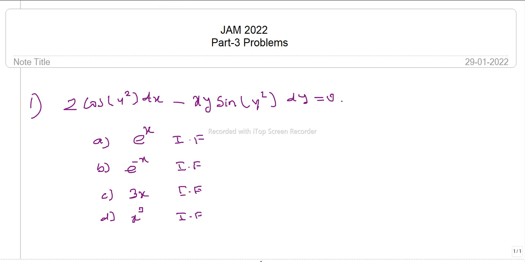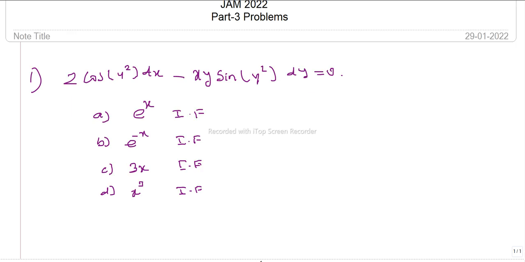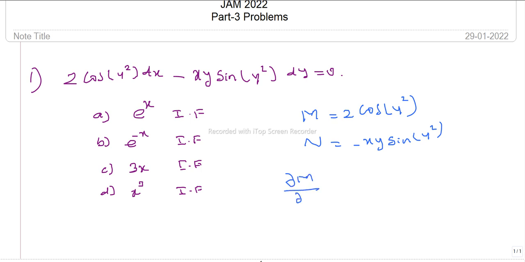Anyway, this is not an exact equation, that's why we find the integrating factor. So what is M? M is 2 cos y square. And what is N? Minus xy sin of y square. Now what is dou M by dou y? It is 2 times minus sin y square into 2y. And what is dou N by dou x? Minus y sin y square, because y is constant here.